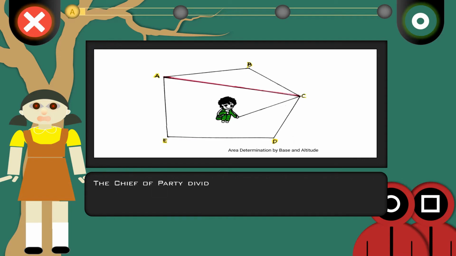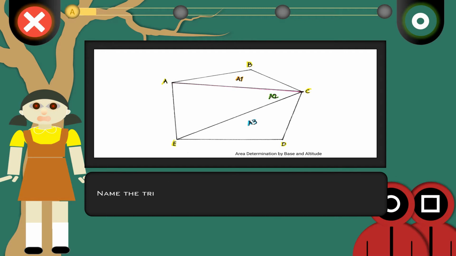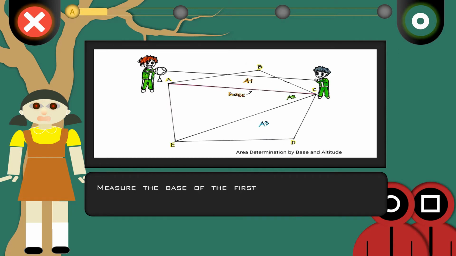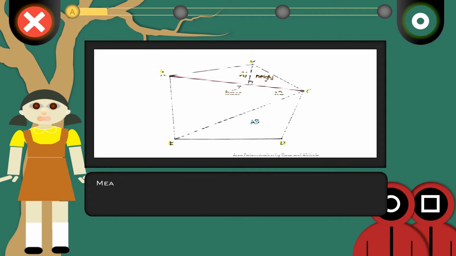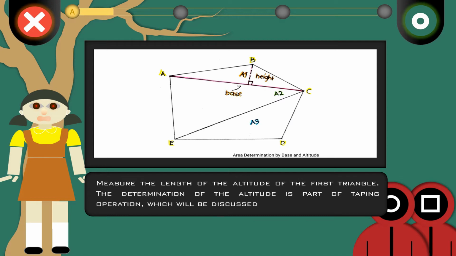Second, the chief of party divides the polygon into 3 triangles by taking into consideration that the divisions should be easily measured. Then, name the triangles as A1, A2, and A3. Third, measure the base of the first triangle chosen in the polygon using tape. Fourth, measure the length of the altitude of the first triangle. The determination of the altitude is part of the taping operation, which will be discussed by the instructor.